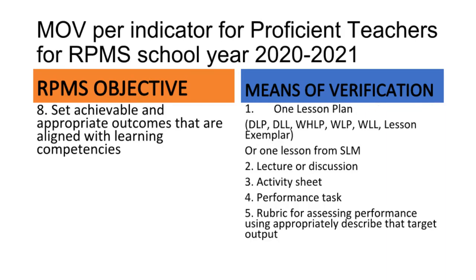RPMS objective: Set achievable and appropriate outcomes that are aligned with learning competencies. Means of verification: One lesson plan like DLP, DLL, WHLP, WLP, WLL, lesson exemplar, or one lesson from SLM. Lecture or discussion, activity sheet, performance task, rubric for assessing performance using appropriately described target output.